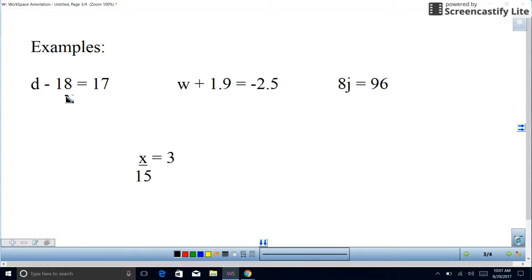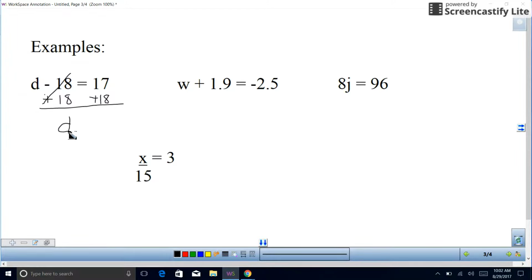D minus 18 equals 17. So I'm going to look at this 18 right here. There's a subtraction sign in front of it. So I use the inverse operation, which is add. So I'm going to add 18 to both sides. Okay, the 18s here, since one is negative and one's positive, they cancel one another out, because negative 18 plus 18 is 0. No need to write 0 down.